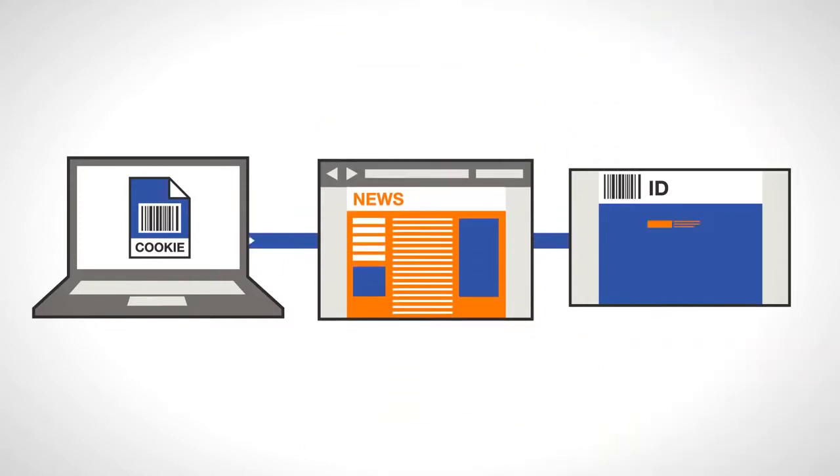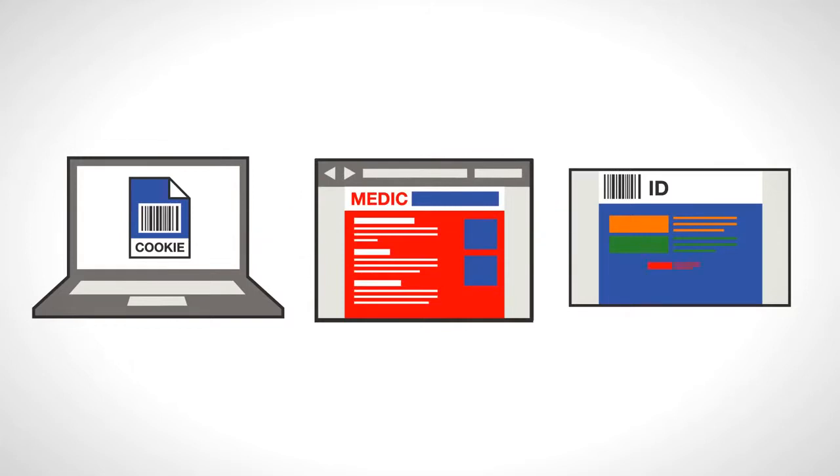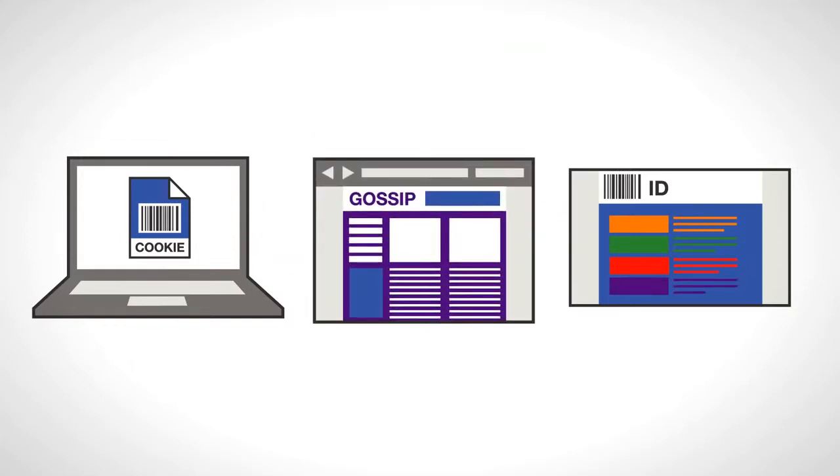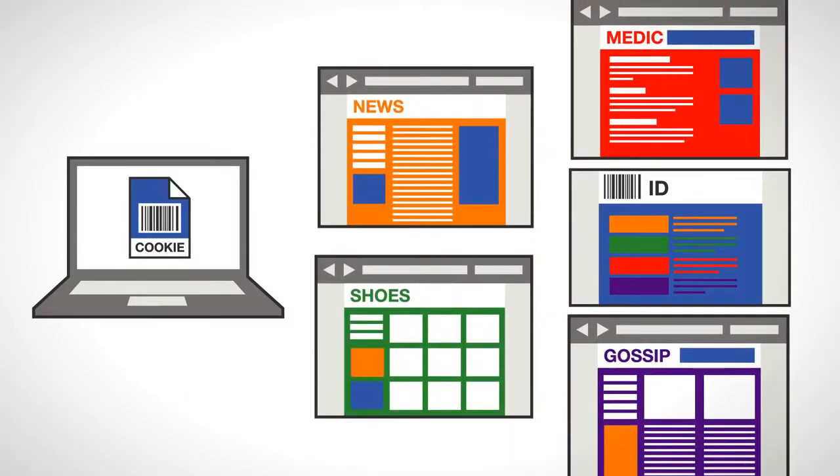So while you're reading that news website, shopping for new shoes, looking up cures for a headache, or reading the latest gossip, the ads on those websites can identify you, look up your information in their own system, and dynamically show ads that you're most likely to be interested in, while simultaneously saving information about what you're doing online.